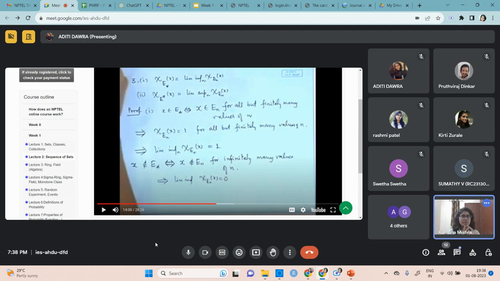So when x does not belong to E star, what it means is that x does not belong to En, right? And when x does not belong to En, its indicator function will be 0. So for all Ei, its indicator function will be 0. So ultimately when you take the infimum, it will also be 0.